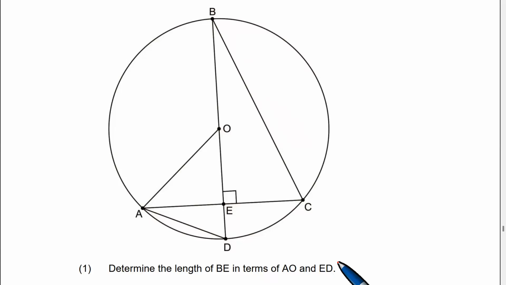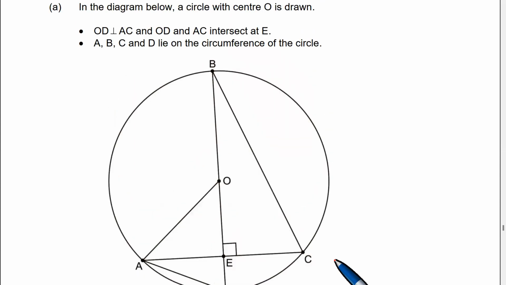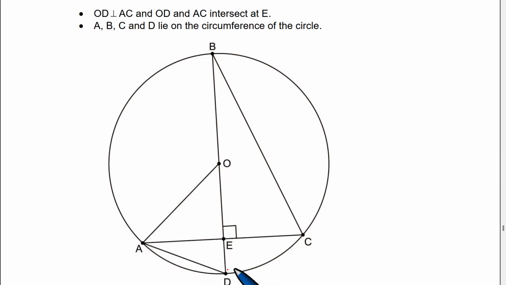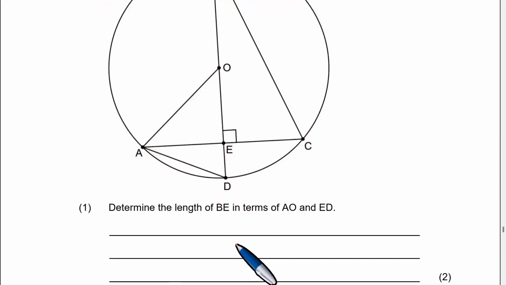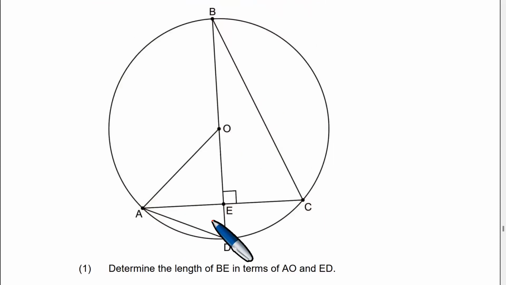Okay, this one is purely grade 11 work. Okay, they've given us information here like OD is perpendicular to AC. Here is OD perpendicular to AC, and it's already marked as 90 degrees here. Now, determine the length of BE in terms of AO and ED.